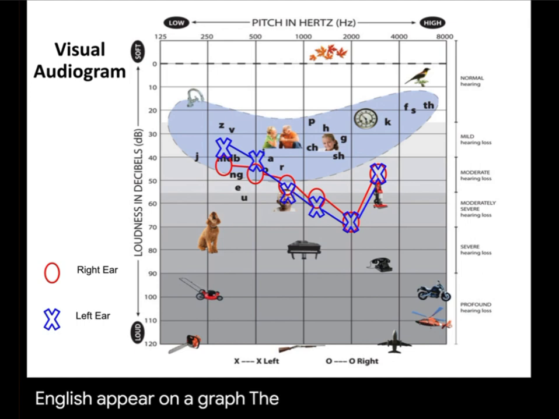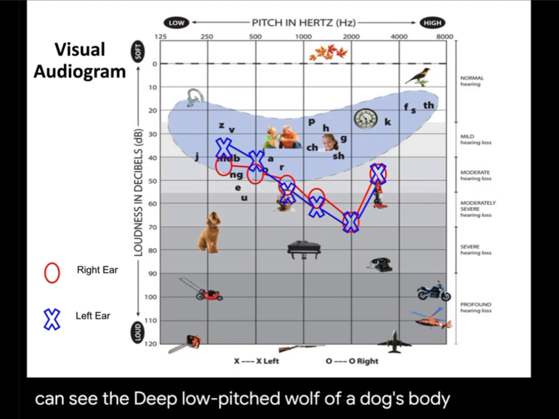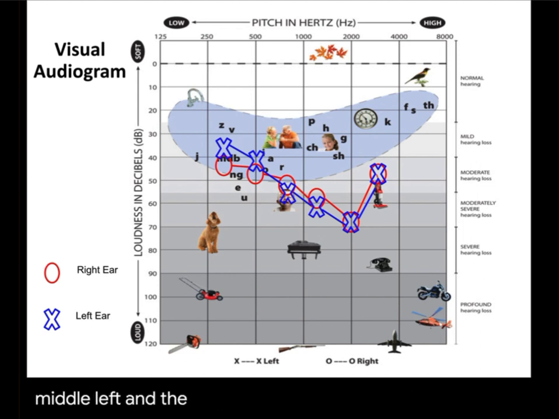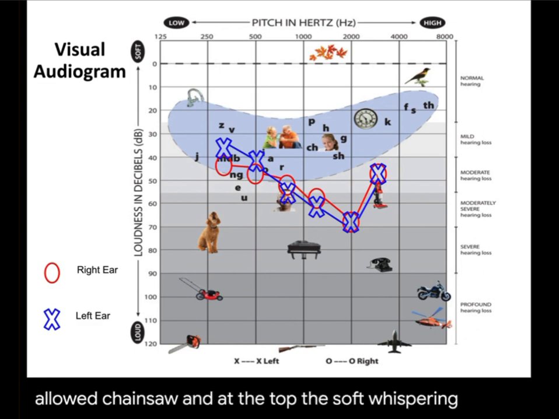If you look at the top of the graph, you will see it is indexed in hertz. Think of this as the number of vibrations in each sound, from low pitch to high pitch. You can see the deep, low-pitched woof of a dog's bark on the middle left, and the high-pitched tweet of a bird on the upper right. On the left side axis of the graph, you will see loudness indexed in decibels. At the bottom, you can see a loud chainsaw, and at the top, the soft whispering of leaves in the trees.